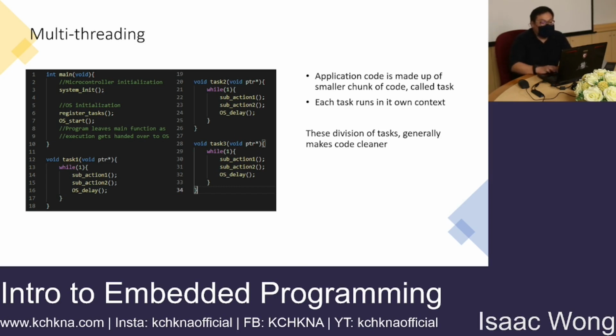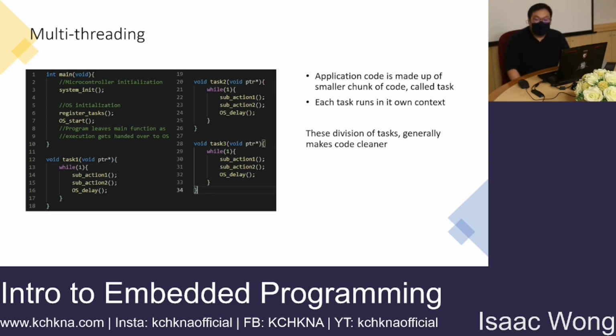Now, a real-time operating system functions similar to an actual operating system, except that it is lightweight. So in this case, you can run multiple tasks at the same time. We break down the application code into smaller chunks. Here I show an example where there was action 1, action 2, action 3, action 4. Now we can break them up into task 1, task 2, task 3, and each of them runs in parallel. Each of these tasks has its own context, meaning it does not share data with the other tasks. By dividing the application code into smaller tasks, it makes the code a lot cleaner.